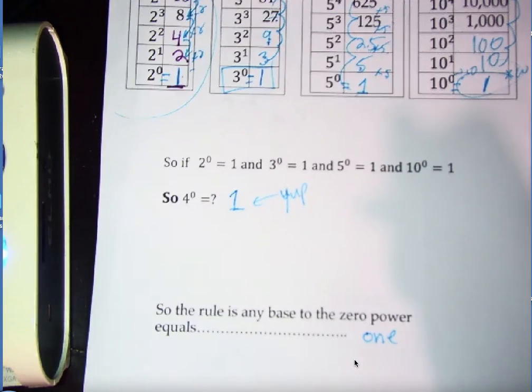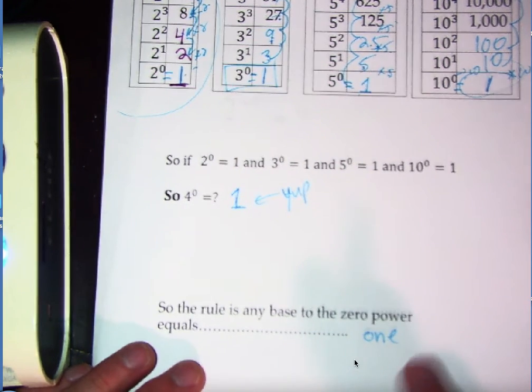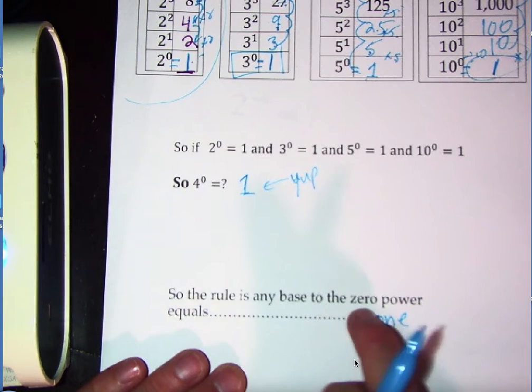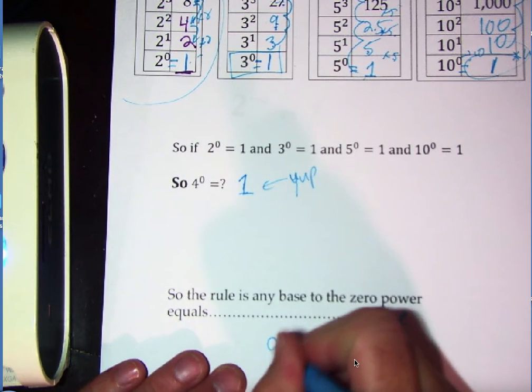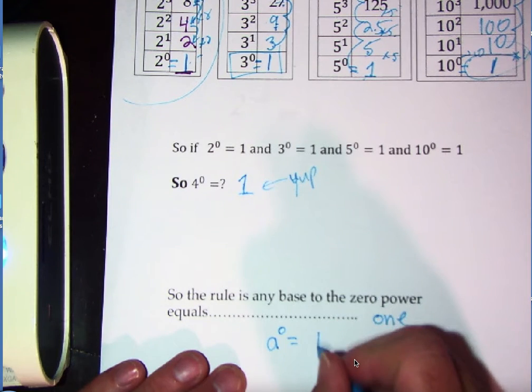Except, well, it brings a question about 0 to the 0 power. But any base to the 0 power other than 0 equals 1. So a to the 0 power is 1.